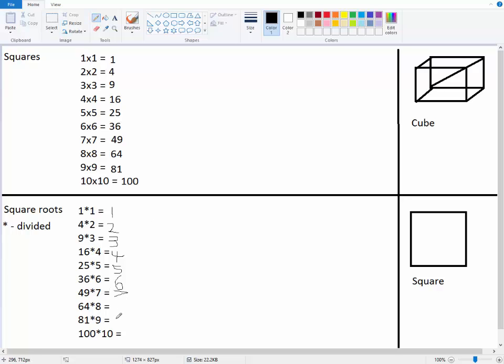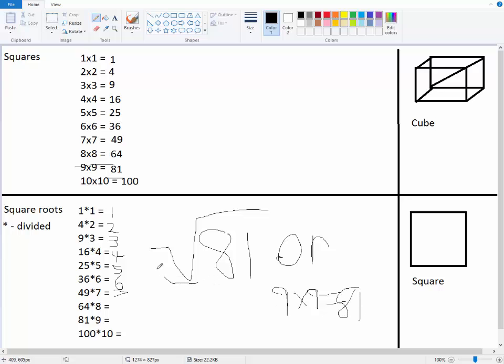Okay, so let's take 9 as an example. We know that 9 times 9 equals 81. So let's try and find out the square root of 81. So we're thinking to ourselves, what number times itself would equal 81? Well, we know from doing some simple calculations that 9 times 9 equals 81. So the square root of 81 is 9, because 9 times 9 equals 81. And just in case you were wondering, this weird division symbol thing here is a square root.